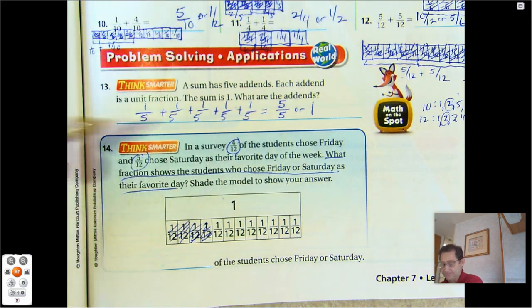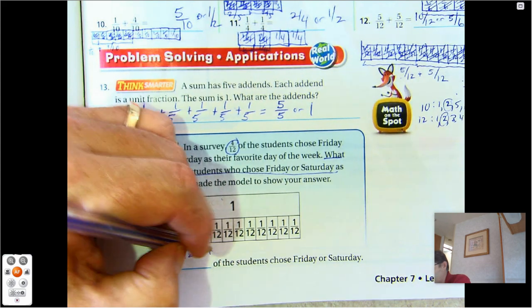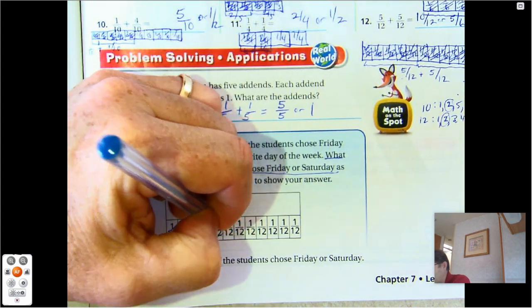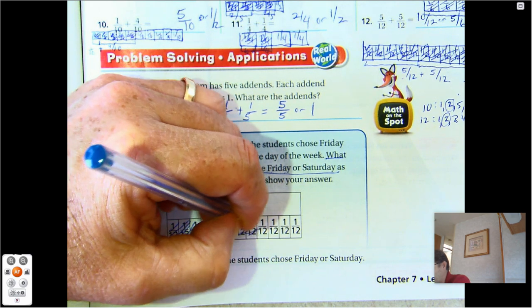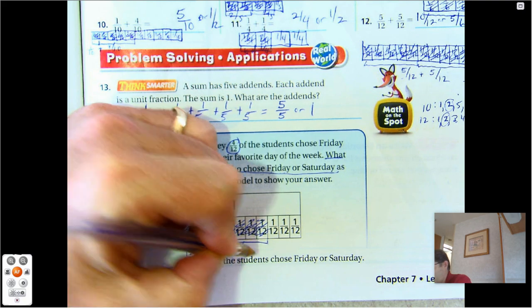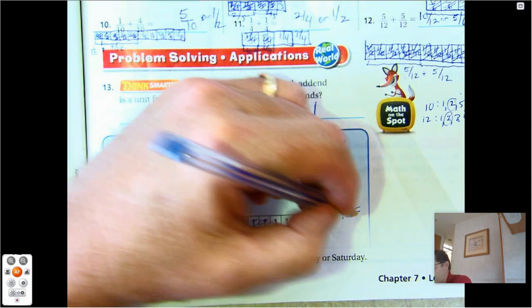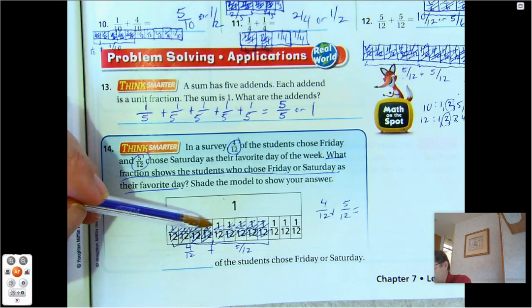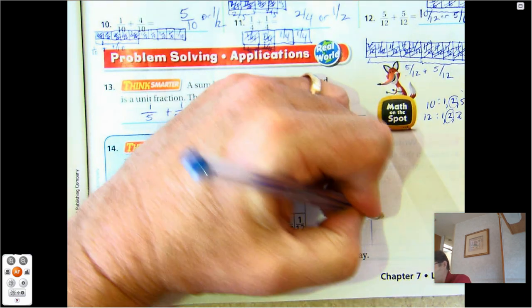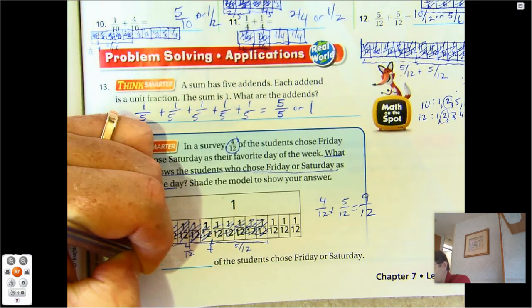So 4/12 plus 5/12. 1, 2, 3, 4, 5. And 4/12 plus 5/12, I have 1, 2, 3, 4, 5, 6, 7, 8, 9 sections shaded. So I have 9 1/12 pieces, or 9/12.